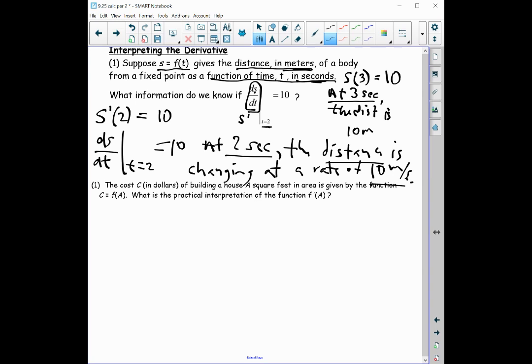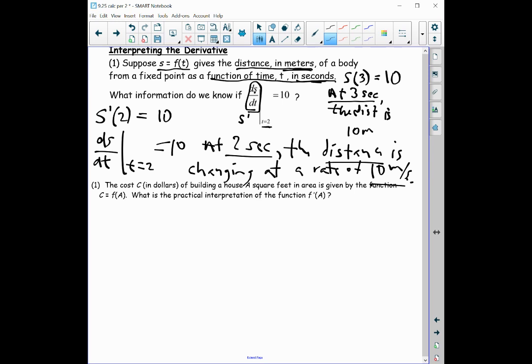Now, there are a couple of different ways that you could have said this. You could have said at 2 seconds, the distance is increasing at a rate of 10 meters per second. You could say that the rate of the distance is 10 meters per second. What you can't say is that the rate is changing, because that would mean something completely different.